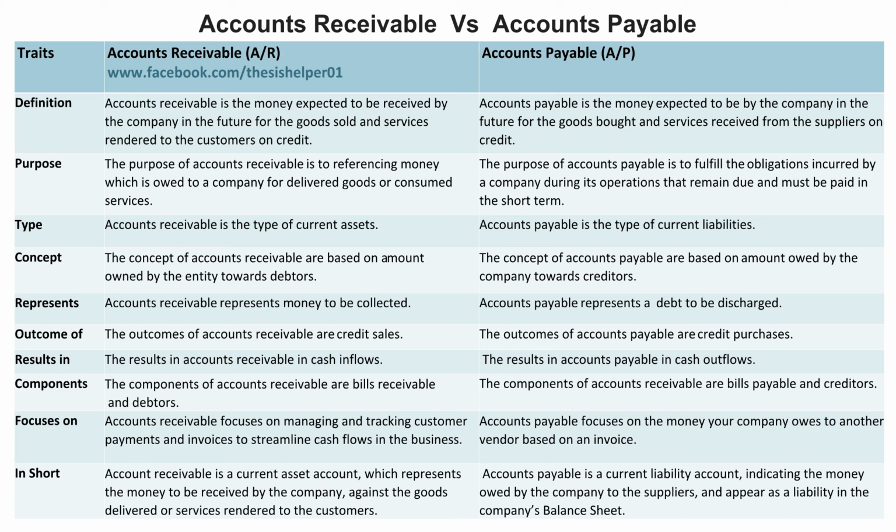Accounts receivable focuses on managing and tracking customer payments and invoices to streamline cash flows in the business. Whereas, accounts payable focuses on the money your company owes to another vendor based on an invoice.